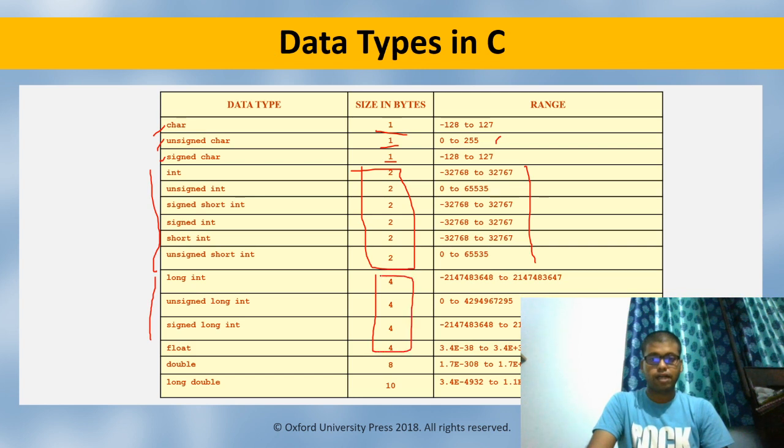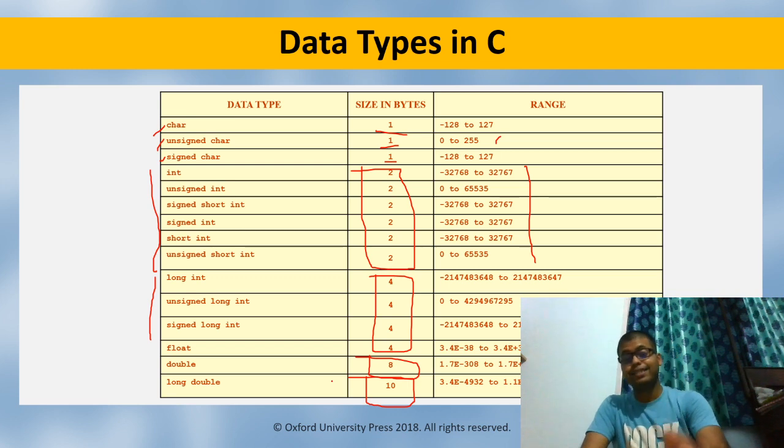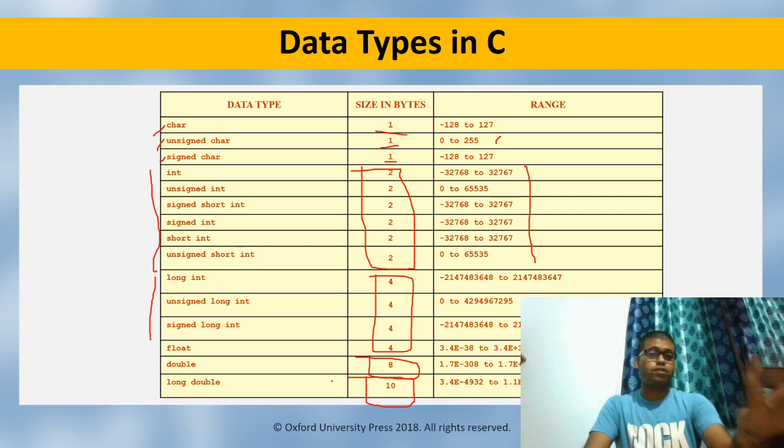So this takes 4 byte of data, double takes 8 byte of data, and long double takes 10 byte of data. So this table is very much important with respect to some objective questions. So any type of objective question can be asked.